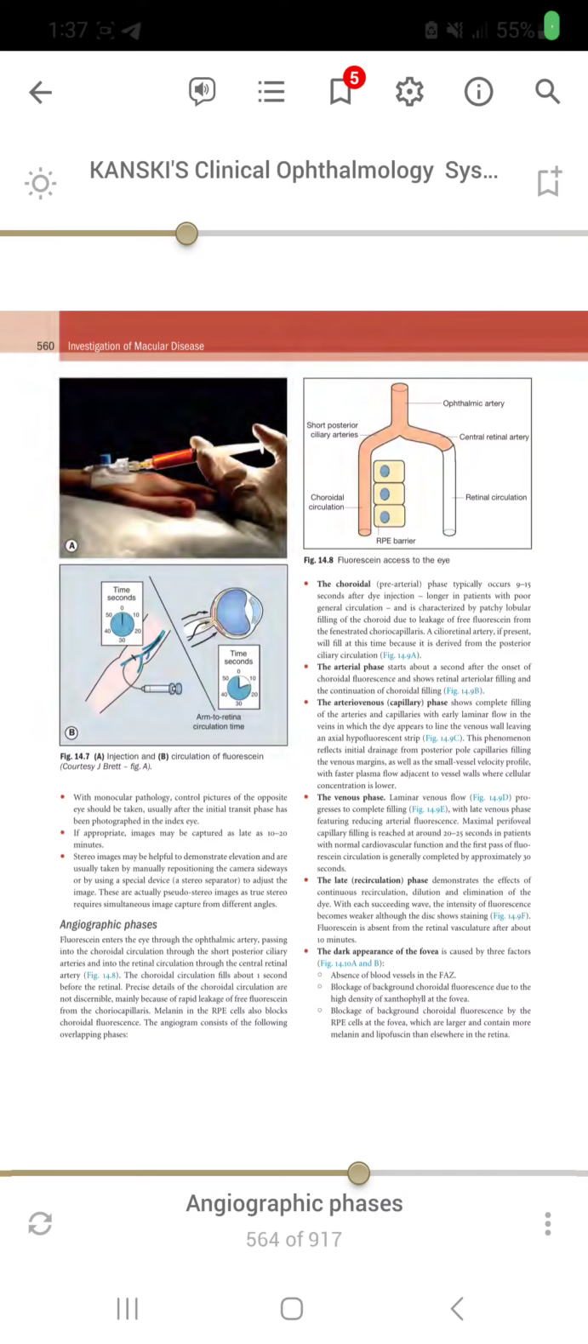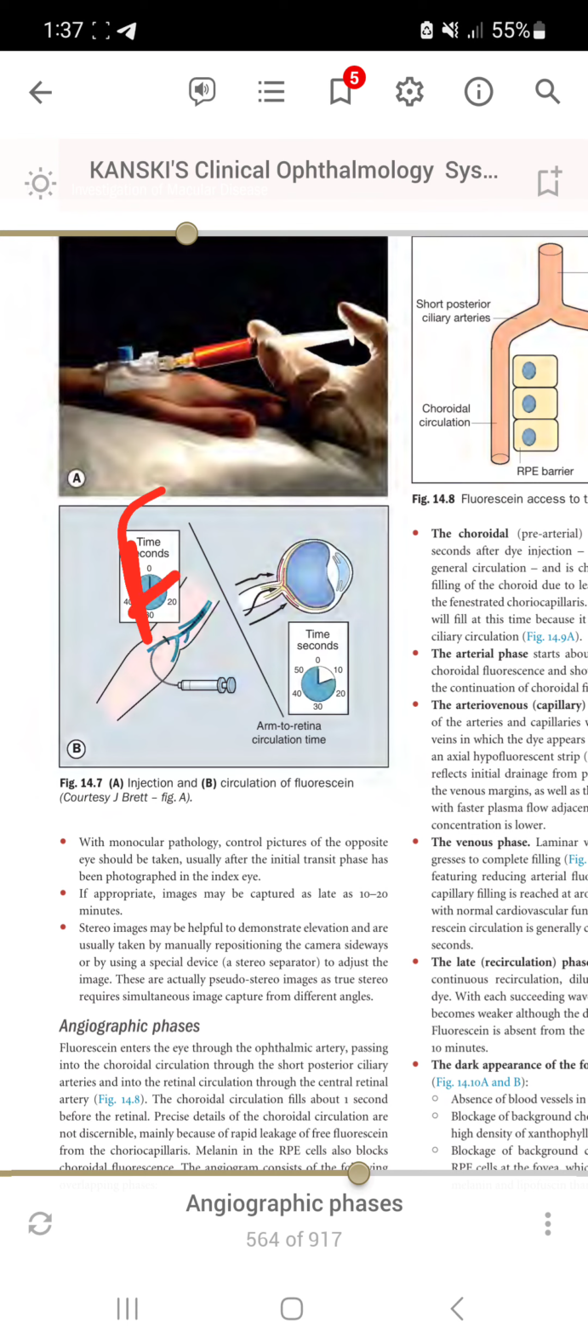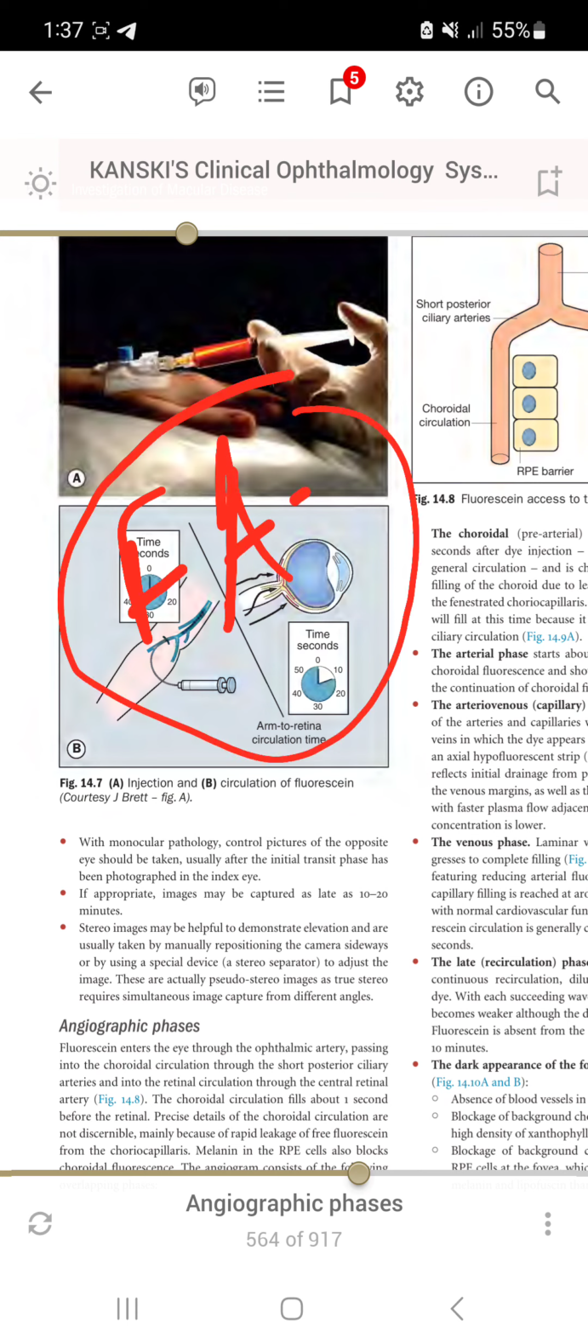So, welcome to the Kanski lecture series, and this is going to be chapter 14, part 2. In this part, we were discussing fluorescein angiography. Now, we are going to discuss the different phases occurring during fluorescein angiography.